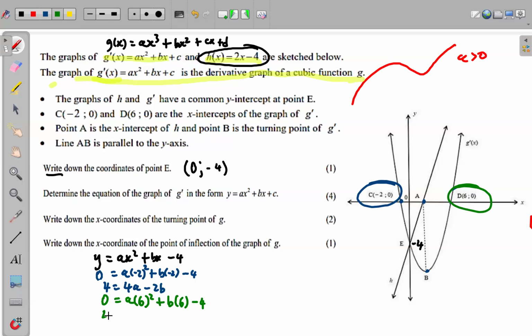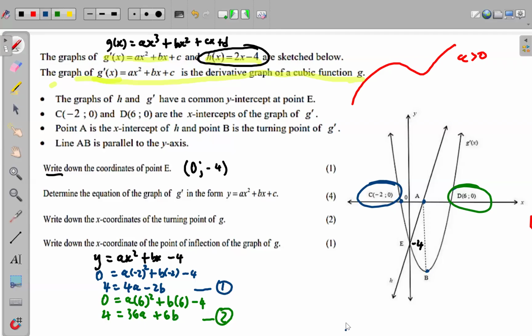And again, I'll say 4 is equal to 36a plus 6b. And at this stage, you have two options. You can use elimination or substitution. I don't know which one you want to use. It's really up to you. But I guess you probably like this thing called substitution because that's what you often do when you solve simultaneously.